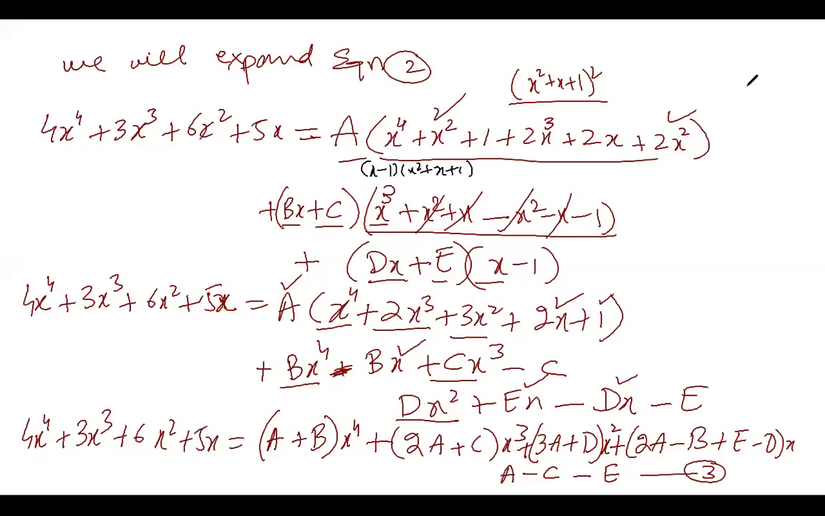Now student, we need to carefully equate the coefficient of x⁴. For your convenience, I am using a different color. This is the coefficient of x⁴, this will be equal to 4. This is the coefficient of x³, this will equal 3. This is the coefficient of x², this is equal to 6. This is the coefficient of x, this is equal to 5. And this is the constant; on the left side there is no constant.